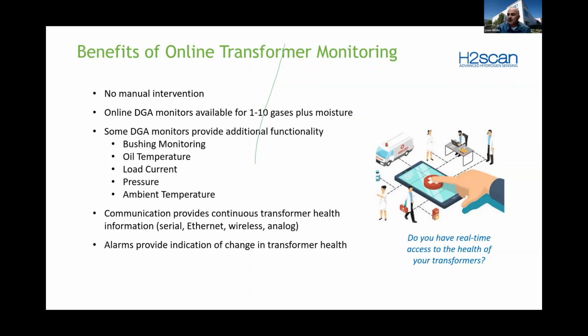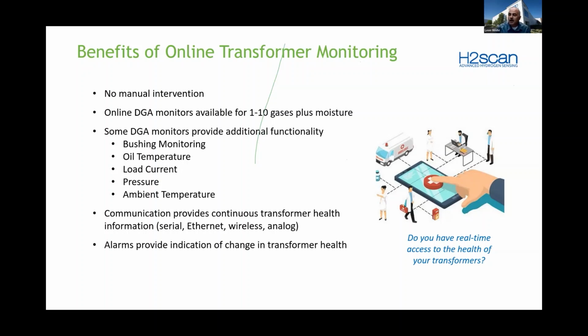So those kinds of precautions need to be taken with online monitors. I guarantee every online monitor manufacturer has stories of customers complaining that the data doesn't look right, and they go out and the valve is closed. So the valves have to be open for the monitors to work properly.